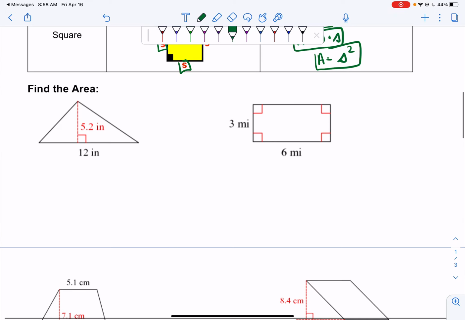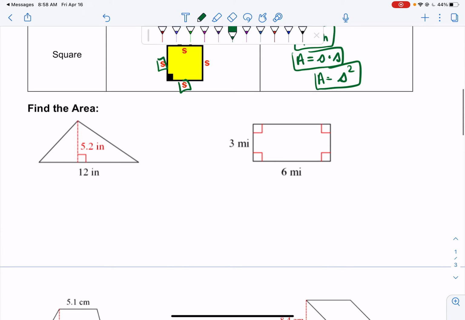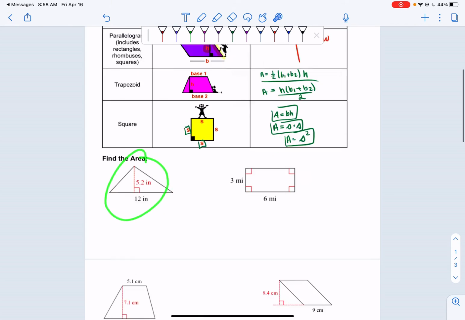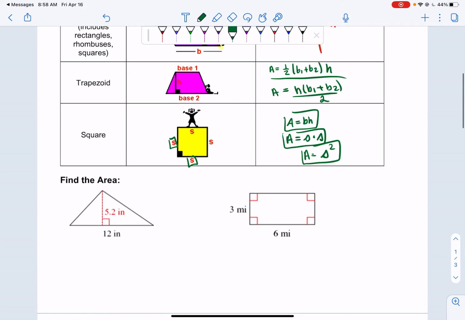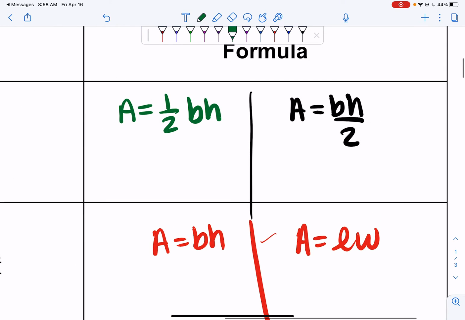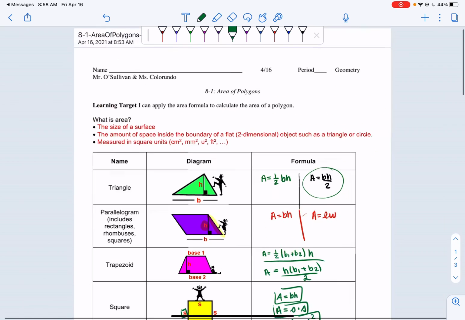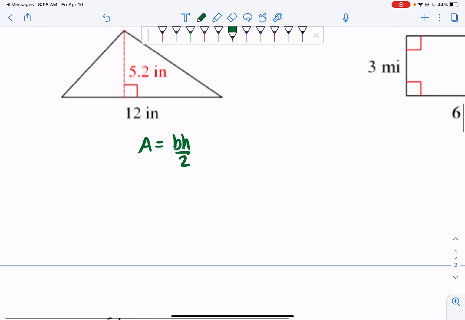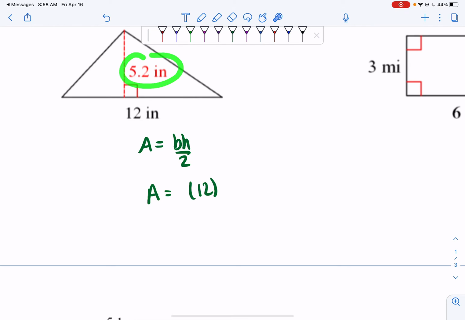Okay, let's do some practice problems where we actually learn how to find the area. In this image right here, we have a triangle. So when we want to find the area of a triangle, we go back up here and we look, and our area formula is base times height over 2. So I'm going to write in base times height over 2. Now I'm going to make my substitutions. My base is 12. My height is 5.2. And now I'm going to multiply those two and divide by 2.